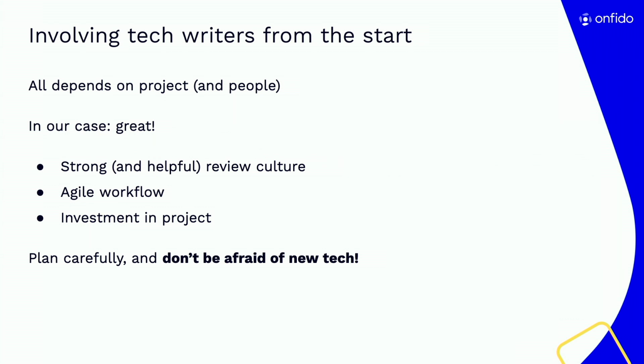So to go back to this question that I asked at the beginning, should you involve tech writers from the start? I think the key thing really, and maybe this is self-evident, is that it really does depend on the project and the people. In our case at Onfido for our API v3 project, it was absolutely brilliant. I think it worked really well because, if I'm to narrow it down, we have a very strong and helpful review culture internally, so people are always happy to give feedback. We had an agile workflow, so we could chop and change things as needed. And we really did have great investment in the project from all across tech, product, and everyone.